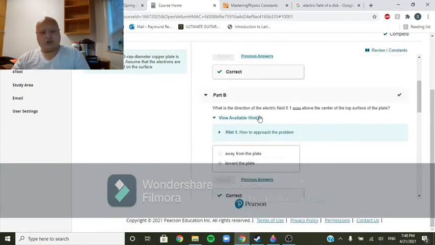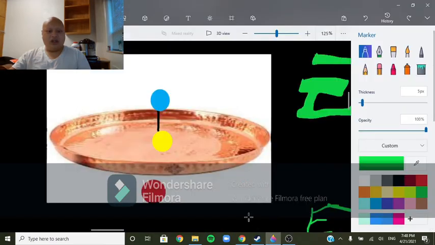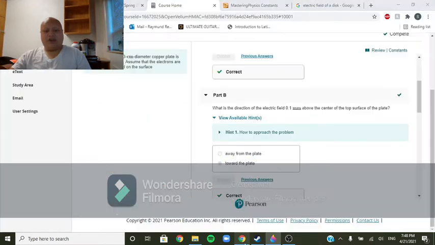Part B asks which is the direction of the electric field on that blue dot that I just showed you. So it's going to go towards the plate since the plate is negatively charged. And that's your answer for part B.